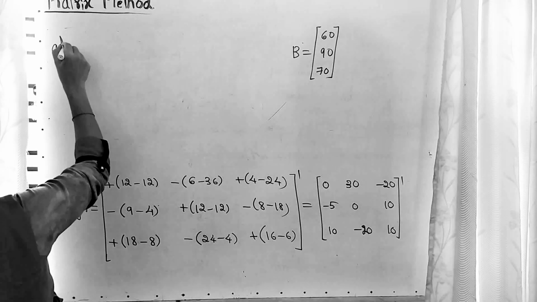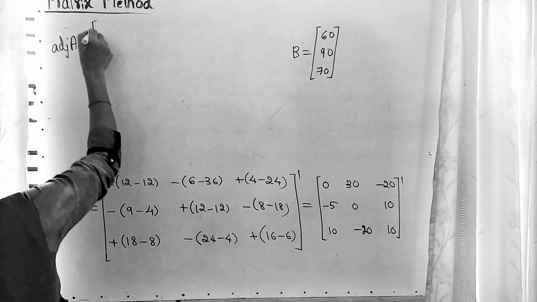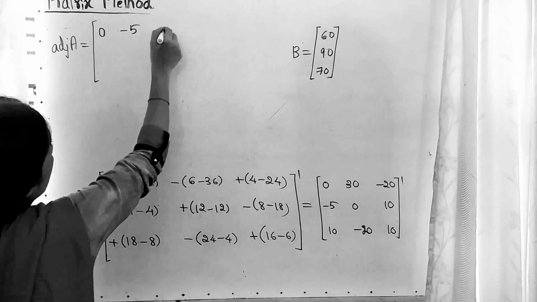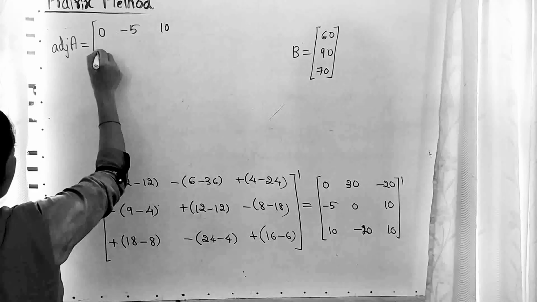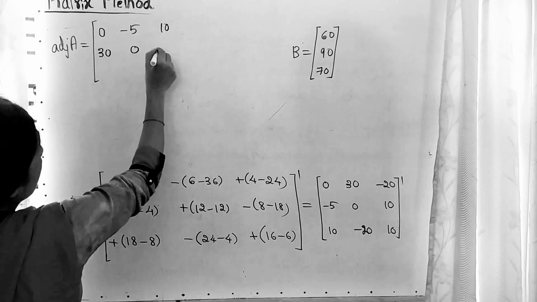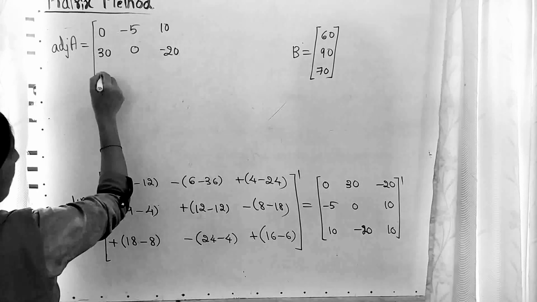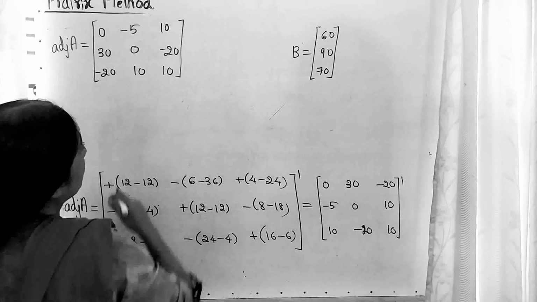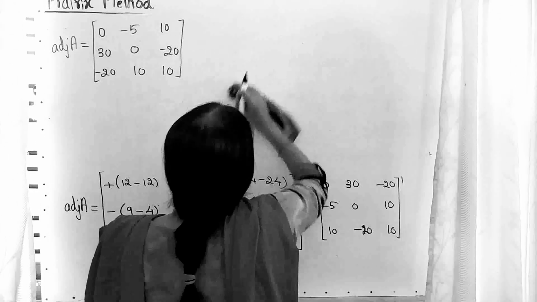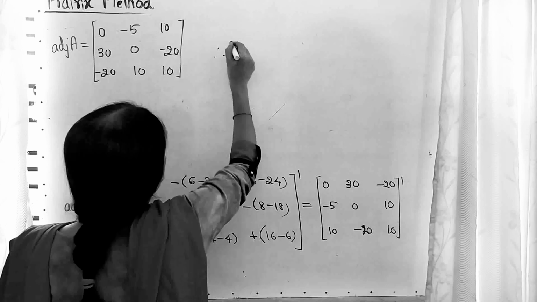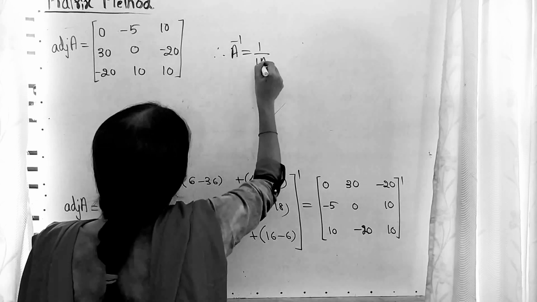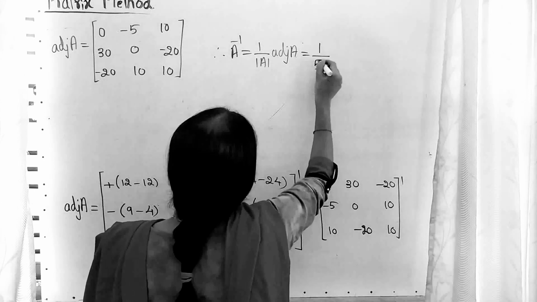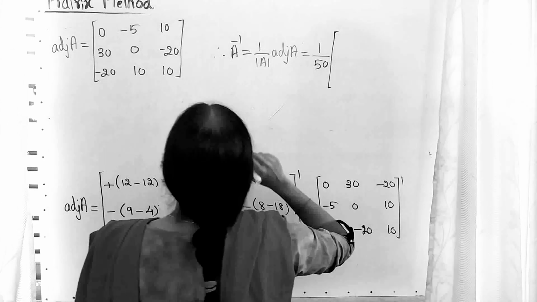Therefore, adjoint A is equal to 0, minus 5, 10, transposed. Transpose means row changes to column, column changes to row. Minus 20, minus 20, 10, 10. Therefore, A inverse is equal to 1 upon determinant of A into adjoint A. Already you are familiar, that's why I wrote a formula here.